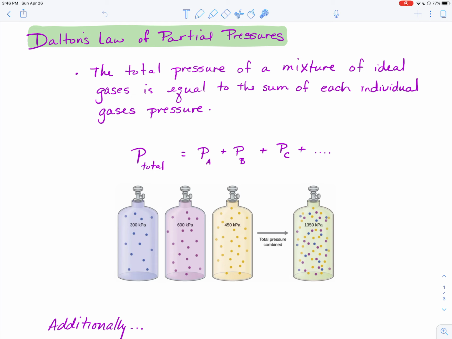This can be shown in this equation here, where the total pressure is equal to the pressure of gas A plus B plus C, all the way to however many gases you have. An example: gas A has 300 kilopascals of pressure in a separate container, another gas has 600 kilopascals, and a third container has 450 kilopascals. If you combine all of those into a single container at the same volume, the total pressure of the entire system would just be the sum of each individual container.